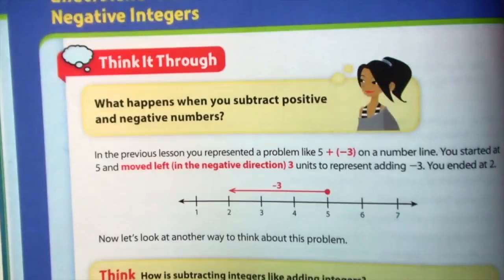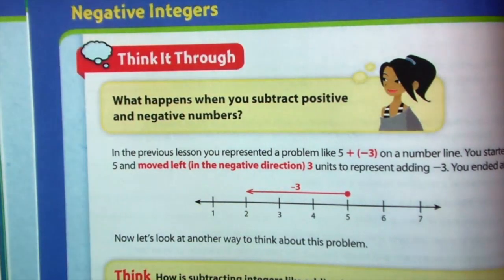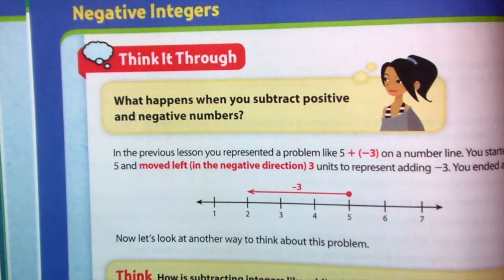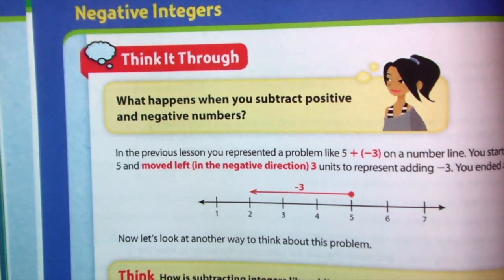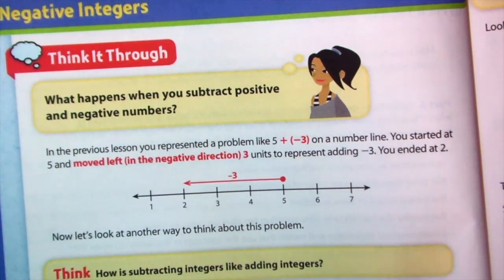Alrighty, now let's move on to lesson 2, understanding subtraction of positive and negative integers. So what happens when you subtract a positive and negative number? Well, let's look at this situation they have listed down below. In the previous lesson, you learned that 5 plus negative 3 on the number line looks like this. You start at 5, and then you move left in the negative direction 3 units to represent adding negative 3. You end up at 2.